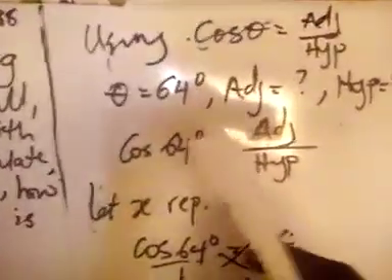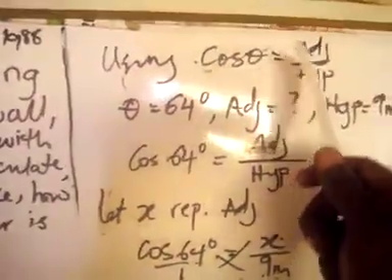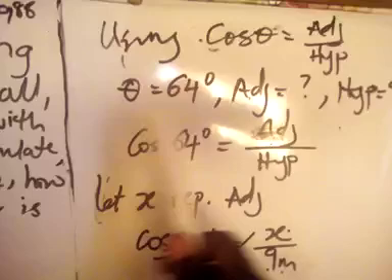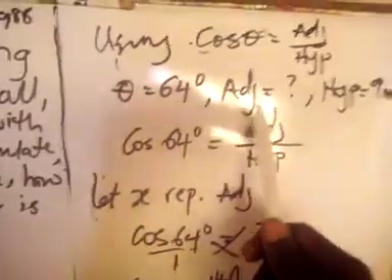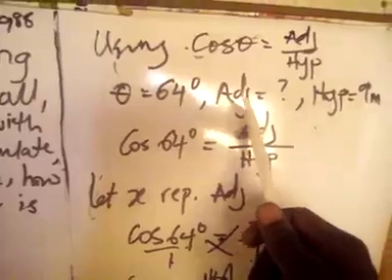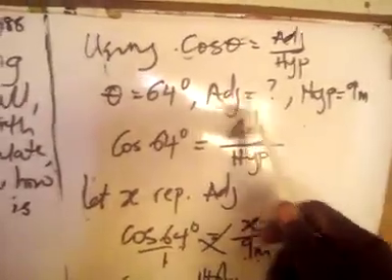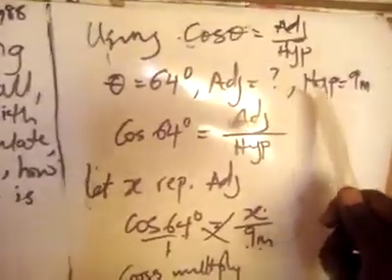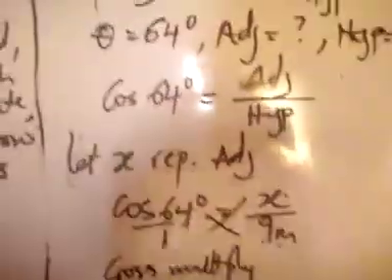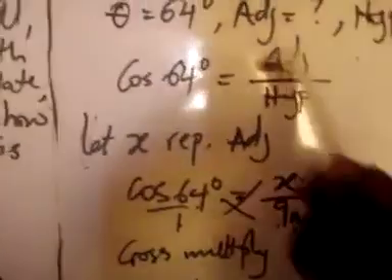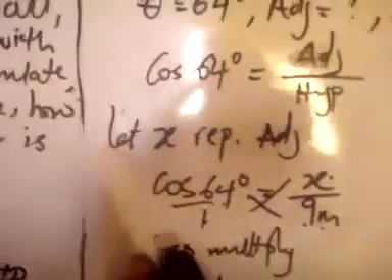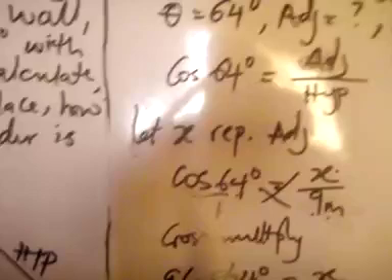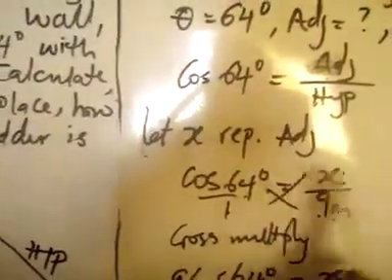So cos theta is equal to what? Adjacent over hypotenuse. Our theta is 64 degrees. Our adjacent is what we are looking for, which is the distance from the foot of the ladder to the wall, and hypotenuse is the length of the ladder, which is 9 meters. So cos 64 is equal to adjacent over hypotenuse. Let's represent the unknown adjacent to be X. So cos 64 degrees is equal to X over 9 meters.